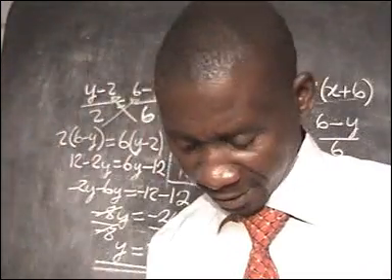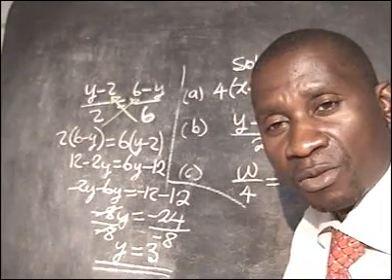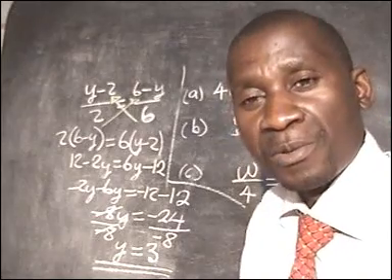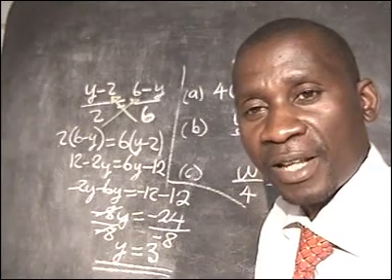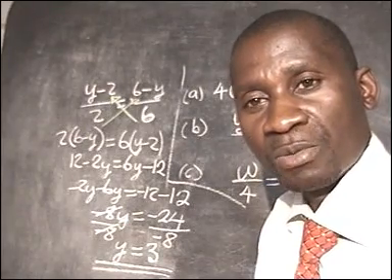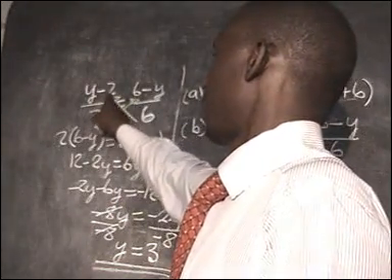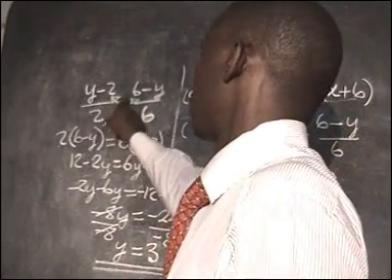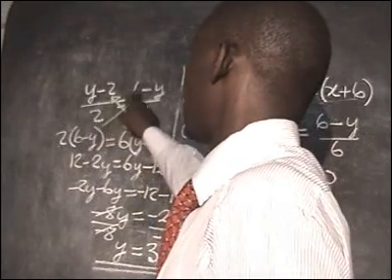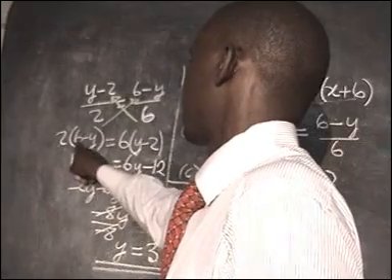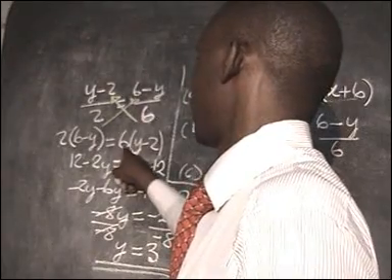In the first place, I have adopted what I call cross multiplication, and cross multiplication can be taught to pupils as early as grade 5. As long as you have a fraction, an equal sign, and again a fraction, cross multiplication can be adopted, like I have done there. So (y minus 2) over 2 equals (6 minus y) over 6. I cross multiply: 2 is multiplied by (6 minus y), with 2 outside the brackets, and 6 is multiplied by (y minus 2), with 6 outside the brackets.